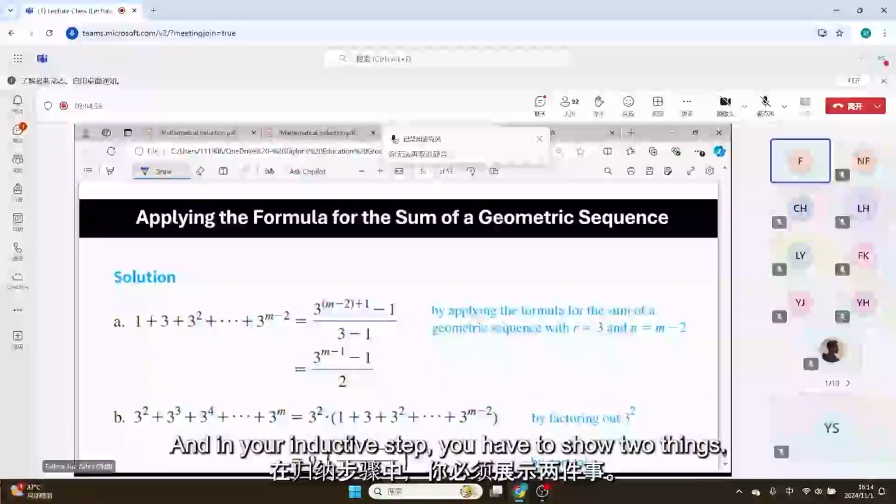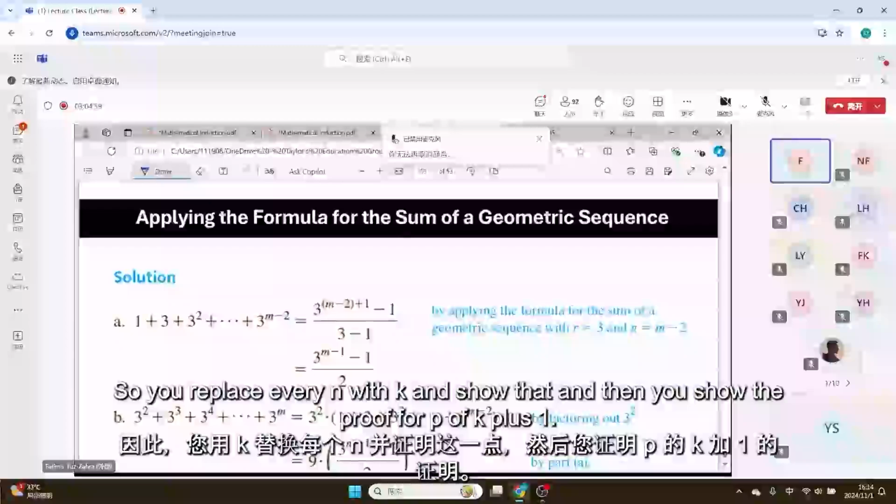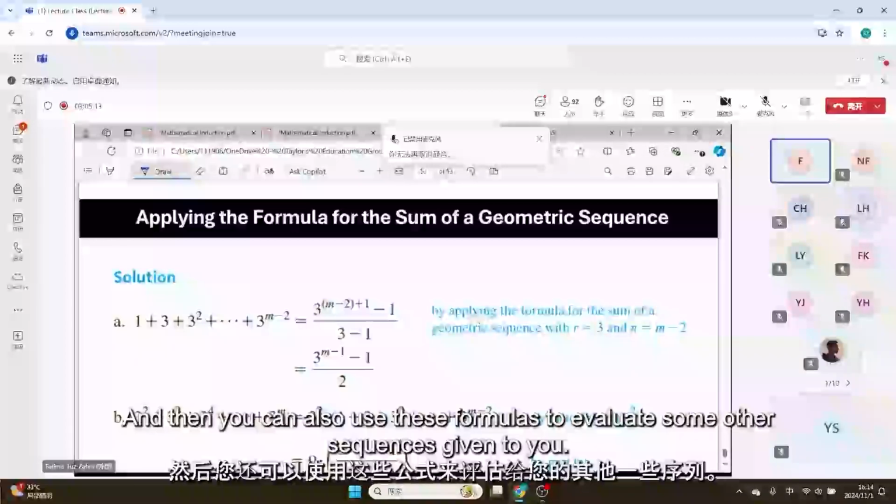And in your inductive step, you have to show two things. First, you have to show the assumption, meaning P of k. So you replace every n with k and show that, and then you show the proof for P of k plus 1. In P of k plus 1, you use your inductive hypothesis, which is P of k, to start writing your proof.